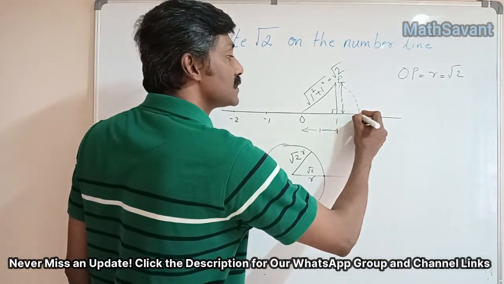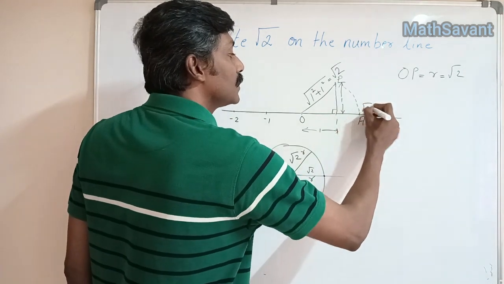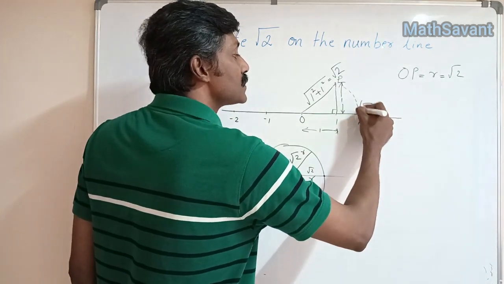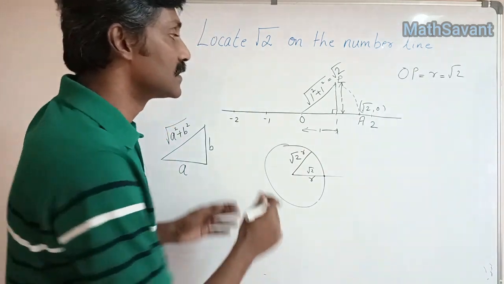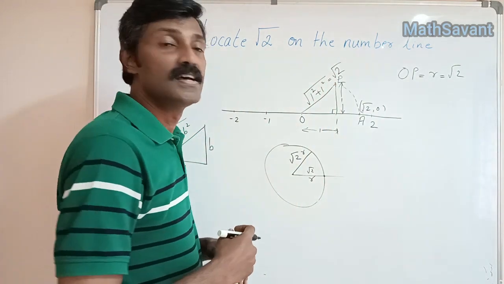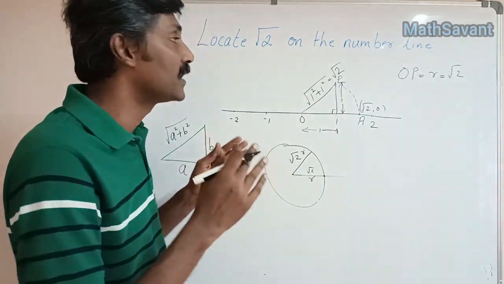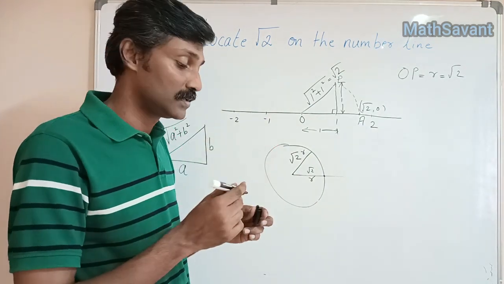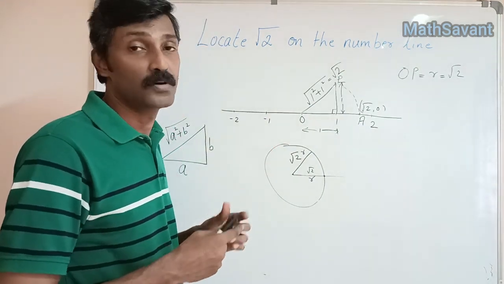So this point A is nothing but root 2, 0, or we can say this length OA is square root of 2. So that is how you locate square root of 2, the irrational number, on the number line. Hope that is clear to you.